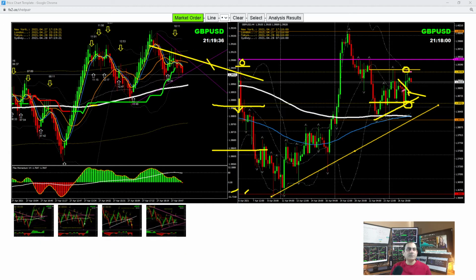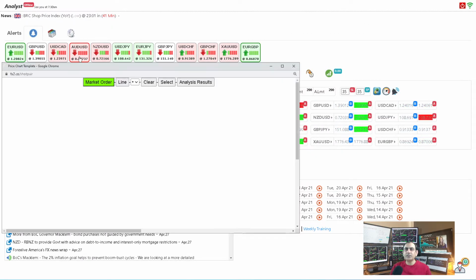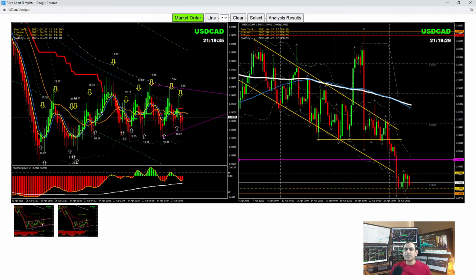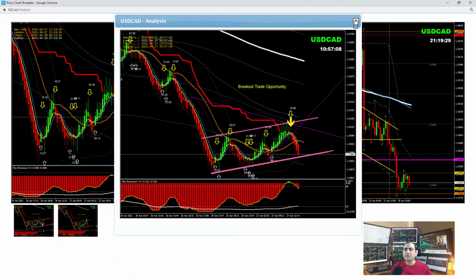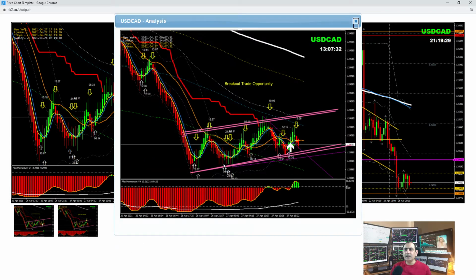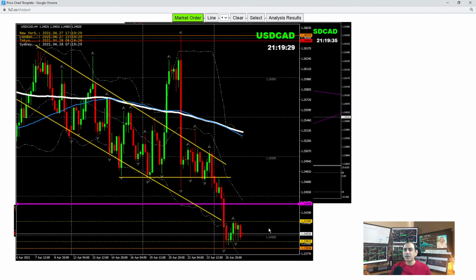All right, so let's move on to the dollar CAD. We haven't had any trade in dollar CAD today. You can see here price was consolidating. We had this analysis in the morning, still price hasn't broken. I also updated this analysis at the New York session. You can see here price hasn't updated. So even if you look at the 4 hour, you can see here price is basically developing a consolidation.